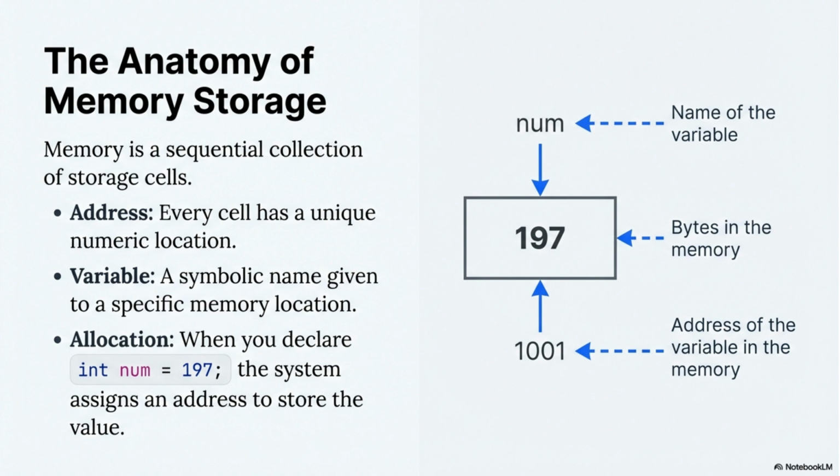Memory is a sequential collection of storage cells. Every cell has an address. A variable is a symbolic name given to a specific memory location. When a variable is declared, the system assigns an address to store the value.